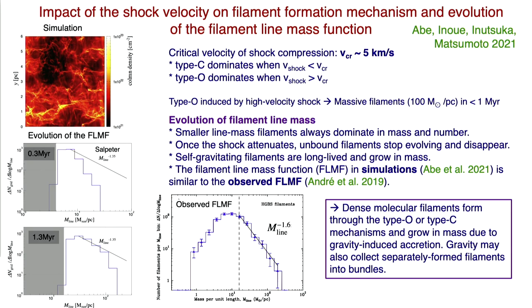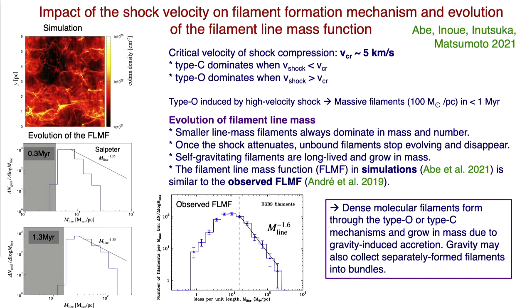And so as you can see on this filament line mass function, the small line mass filaments always dominate in mass and in number, and then the evolution of these filaments depends on the time scale of the shock. Once the shock attenuates, unbound filaments stop evolving and disappear through the turbulence, but once a filament is self-gravitating, it is long-lived and grows in mass by accreting surrounding matter. So to summarize, dense molecular filaments form through the type O and type C mechanisms and then grow in mass through gravity-induced accretion. And gravity can also be important in collecting filaments that are formed separately into bundles.